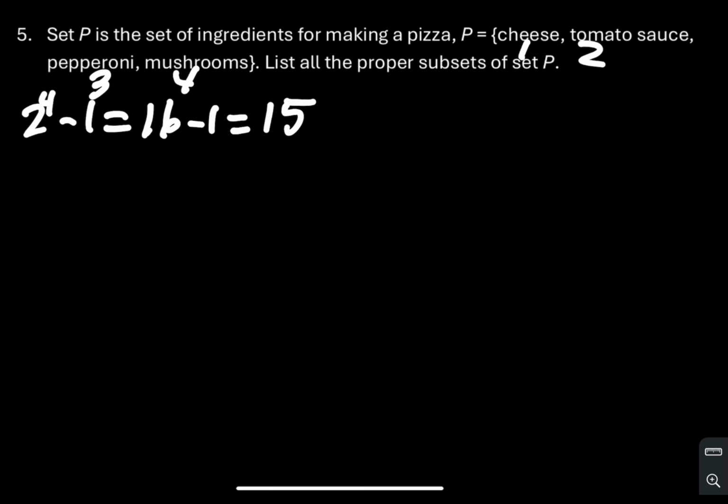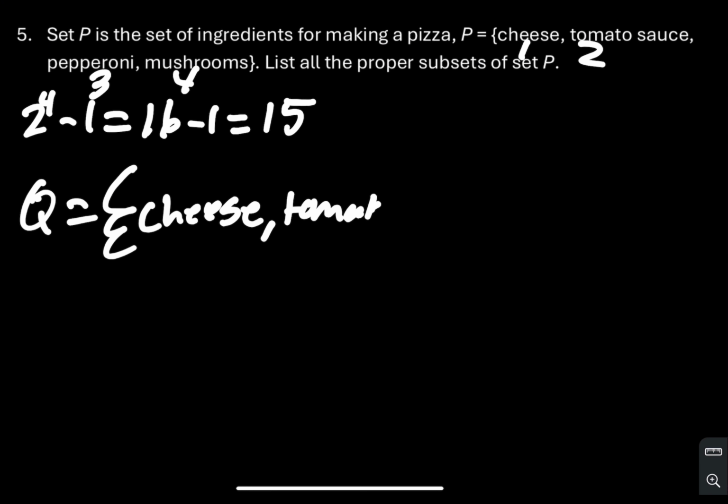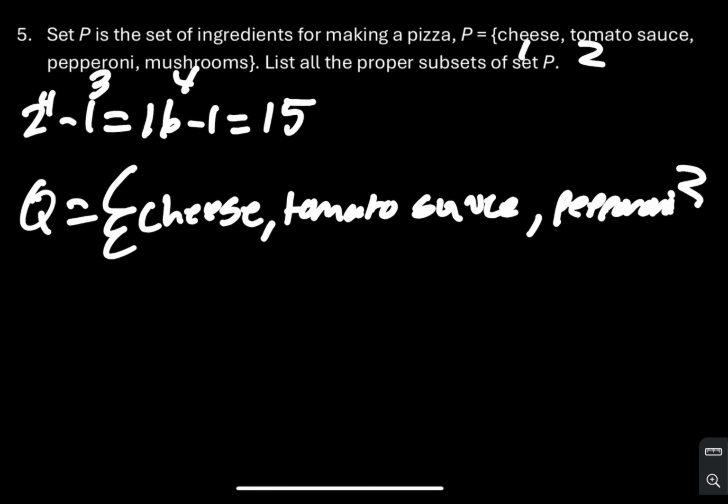So this is going to be a lot of different proper subsets. I'm going to say Q is going to be a proper subset of set P. Since we started off with 4, we need to bump our proper subsets down when we start to 3. So let's do that. So we'll say cheese, tomato sauce, and pepperoni are going to be our first combination. Next, we're going to swap out pepperoni with mushrooms.